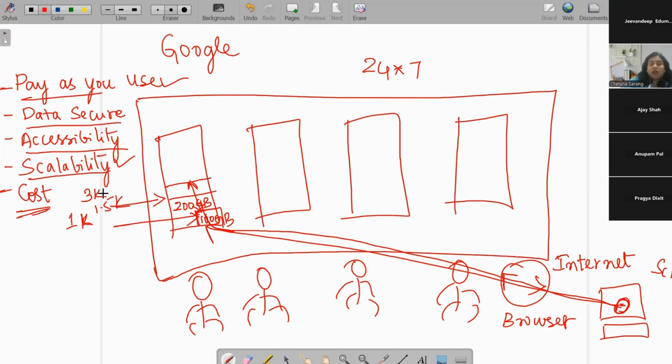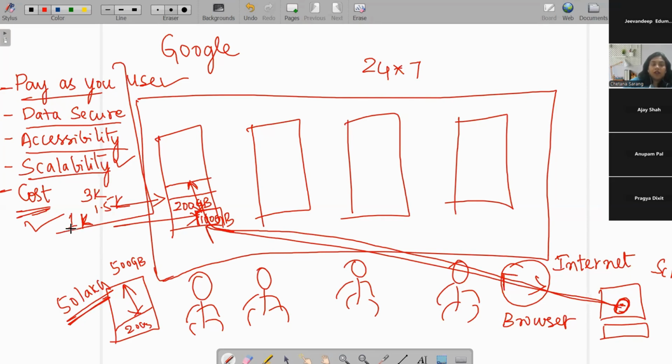And cost. If you see earlier, I have just purchased 500 GB, which is underutilized, and I am utilizing just 200 GB, for which I have paid a huge amount, which is a waste of cost. So there is also cost that is being saved here. So these are the advantages of cloud. Paying as we use, data is secure, accessibility, scalability, and cost reduction, optimization.